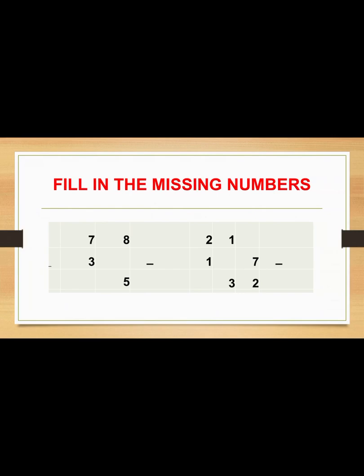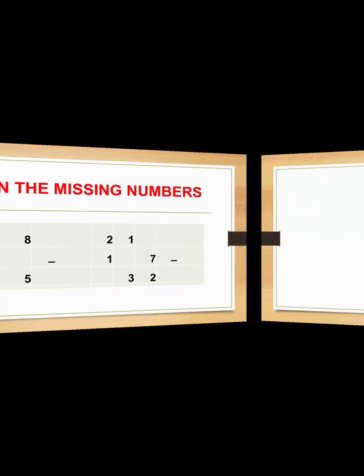If it is 8, children, if you take 1 from 2, it becomes 11. 11 minus 8 is what? 3. And 2 becomes 1 now. So 1 minus 1 is 0. So this way you have to find out the missing number.